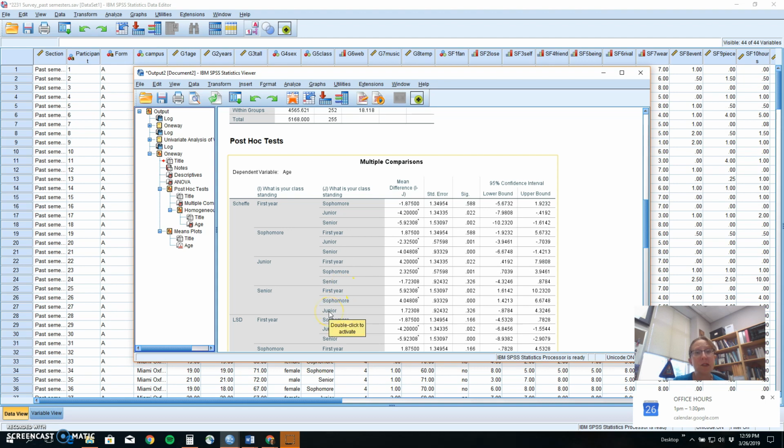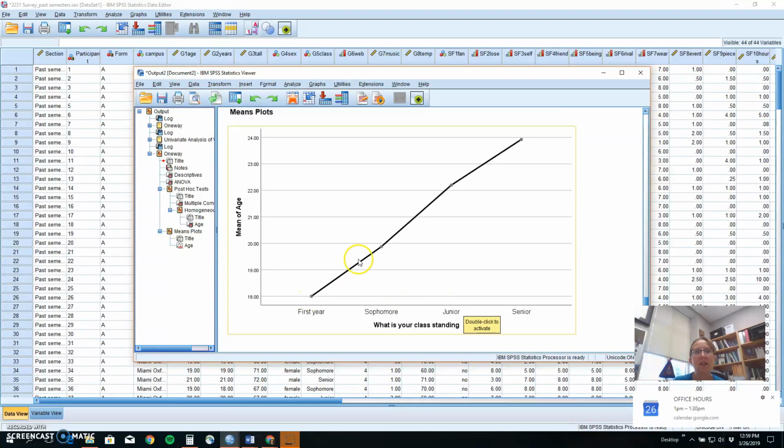This can take a little bit of explanation in your results the more groups you have in your design, because you've got to tell whether each pair was significantly different from each other pair. In this particular case, first years and sophomores did not differ from each other. Juniors and seniors did not differ from each other, but the rest of the groups were different in each pair. So first years were different than juniors, first years were different than seniors, sophomores were different than juniors, sophomores were different than seniors, juniors were not different than seniors.